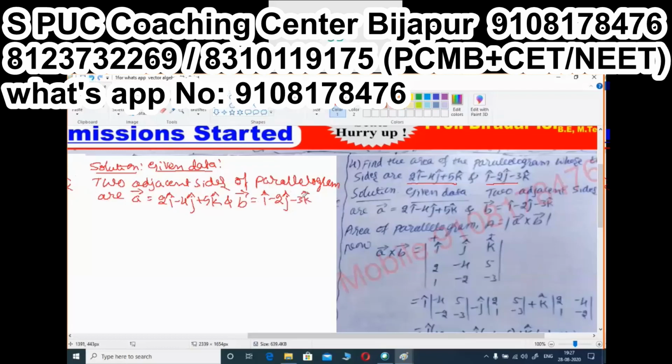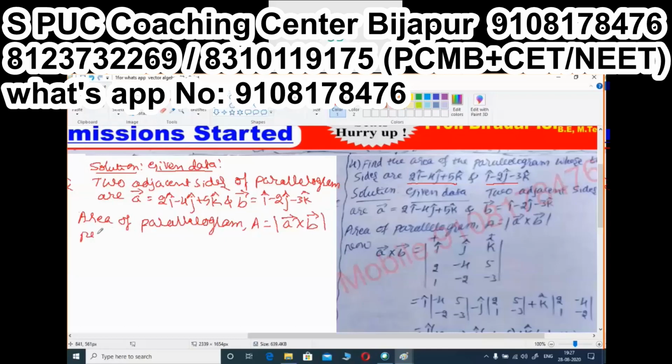Once you write those two adjacent sides in vector form, then you use the formula for the area of a parallelogram. Find a cross b, and its modulus you can find, you will get the required area of the parallelogram. So area of parallelogram A is equal to modulus of a vector cross b vector.